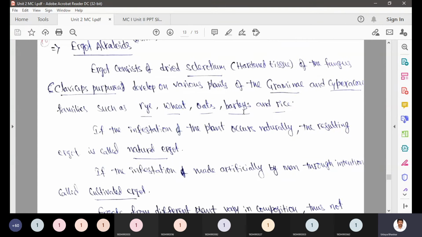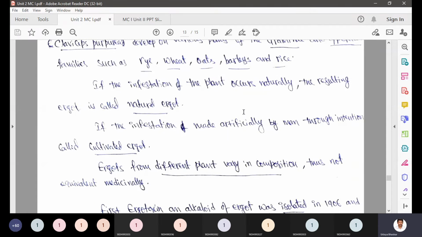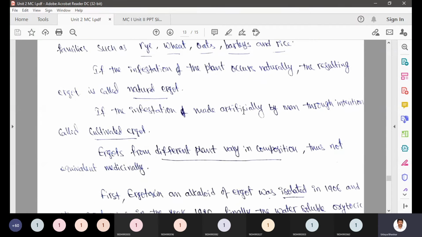There is something needed to learn about ergot alkaloids: they are actually the dried sclerotium of a fungus. The fungus name is Claviceps purpurea. They develop on plants belonging to the families Graminae and Cyperaceae, such as rye, wheat, oats, barley, and rice. Okay, so there are two kinds: one is natural, the other one is cultivated, artificial.